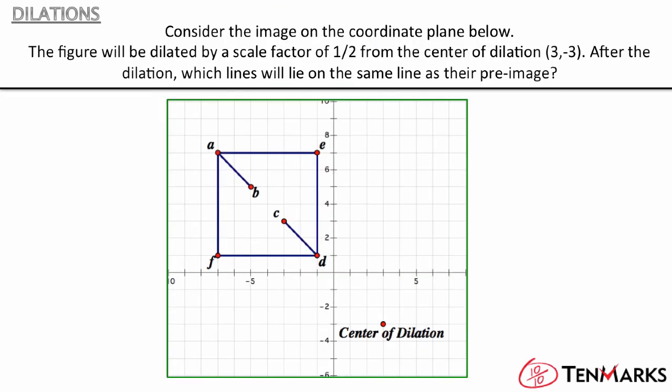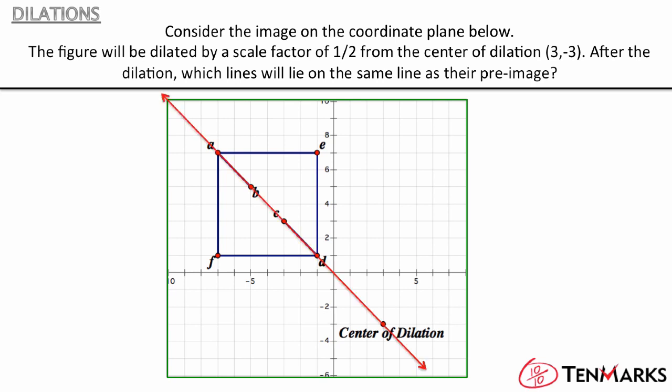Consider the image on the coordinate plane below. The figure will be dilated by a scale factor of 1/2 from the center of dilation (3, -3). After the dilation, which lines will lie on the same line as their pre-image? Remember that the lines that are in line with the center of dilation will remain on that line even after they're dilated. Can you draw a line from the center of dilation through any of the lines in the figure?